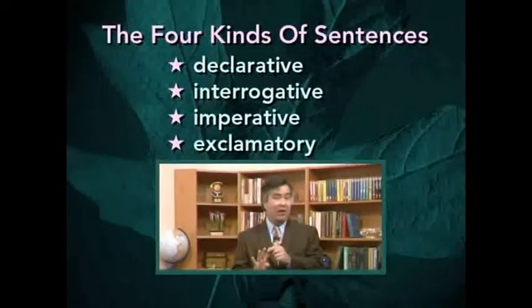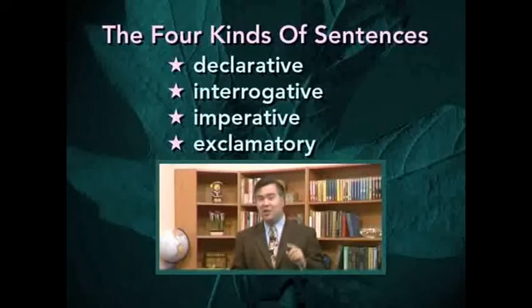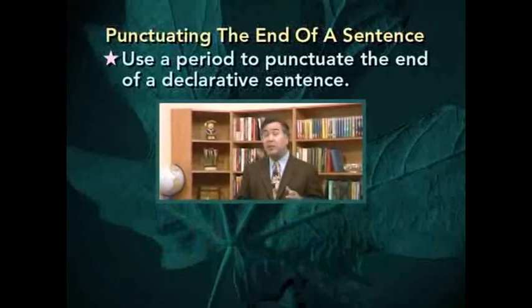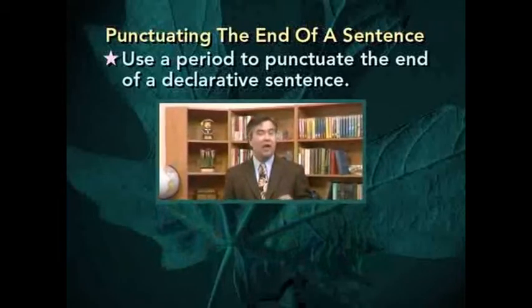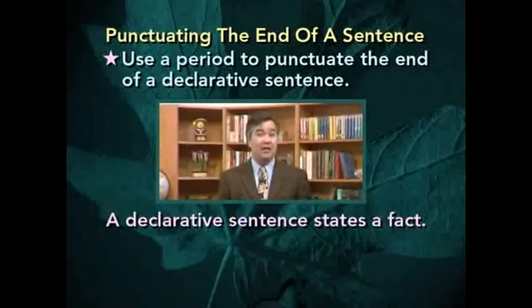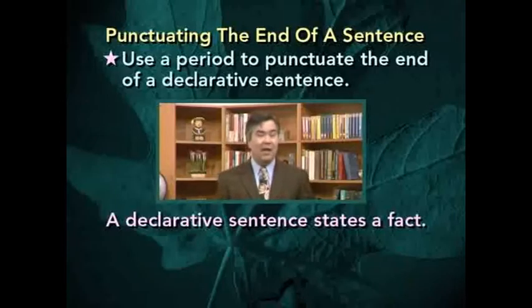As you recall, there are 4 different kinds of sentences: declarative, interrogative, imperative, and exclamatory. Let's look at each of these 4 kinds of sentences and the kind of punctuation mark you need to use to end each type of sentence. First, use a period to punctuate the end of a declarative sentence. As you recall, a declarative sentence states a fact. The great majority of sentences in usual written English are declarative sentences, so most of the sentences you write will end with periods.